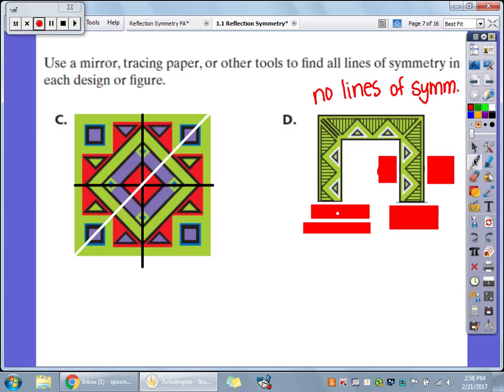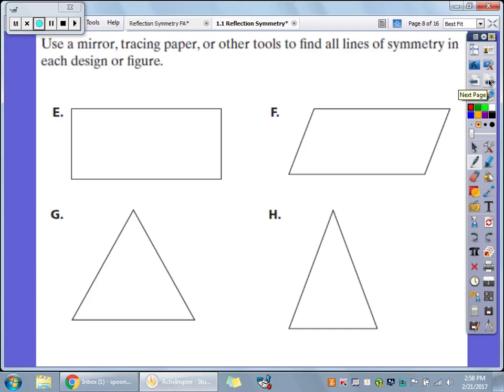A lot of people thought if we just cut it down the middle, it would be symmetric. But if you look, this corner here is not the same as this corner here. So even if we remove the head and the arms and the feet, it still wouldn't be symmetric because this one has the double line and this one has just the triangles in the corner. So no lines of symmetry. If we look at these, see if you can take a couple of minutes and find the lines of symmetry on these.